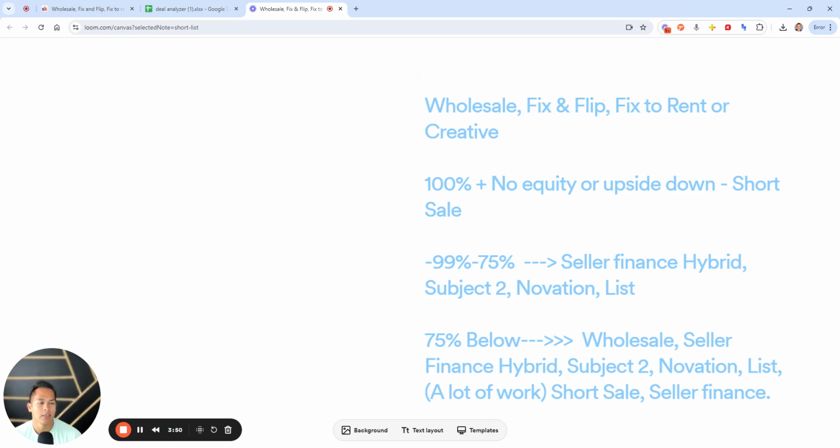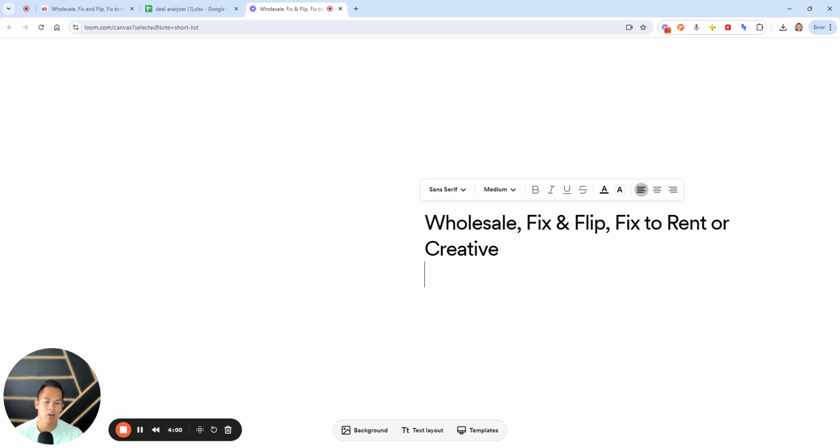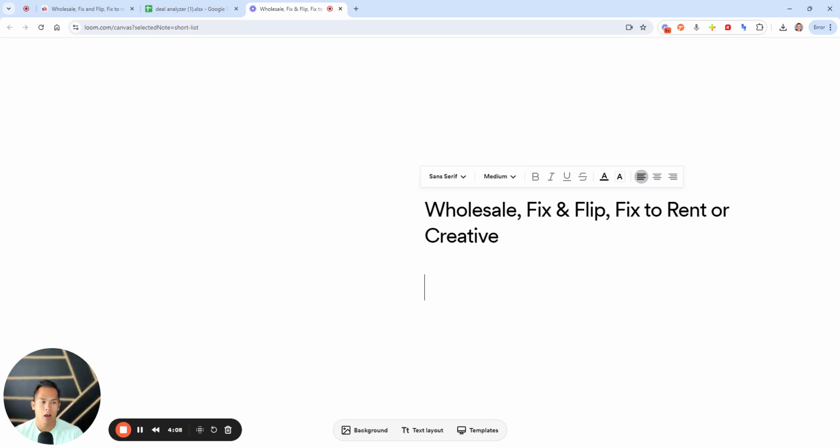Now, as far as deciding when we want to wholesale, fix and flip, rent, or go creative, that's going to come down to you. If you're really looking for a deal, you've got to understand there are going to be points in your business and your operation where it makes sense to flip a deal versus wholesale it. For example, for us, I don't want to touch a fix and flip. I actually broke this rule last year, but I'll tell you the parameters I look at.